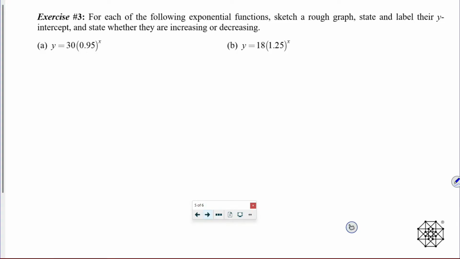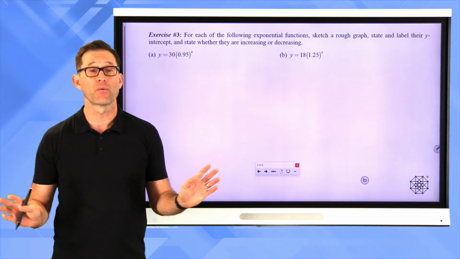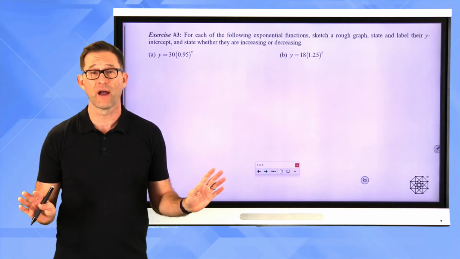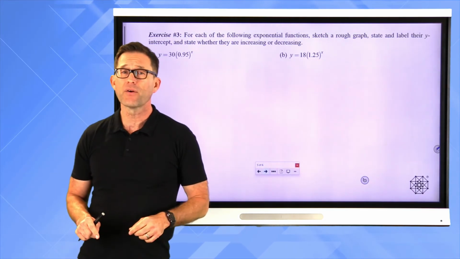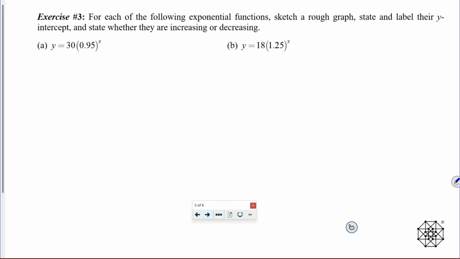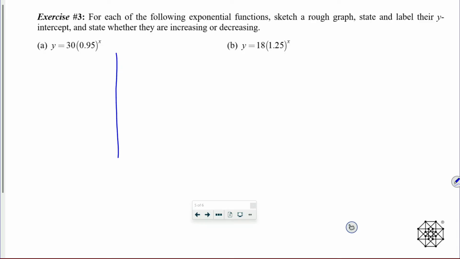For each of the following exponential functions, sketch a rough graph, state and label their y-intercept, and state whether they are increasing or decreasing. All right, and when I say sketch a rough graph, I mean a rough graph. You don't even need to use your graphing calculator on here, right? Let's do letter A together, right? In letter A, we have y equals 30 times 0.95 raised to the x, okay?